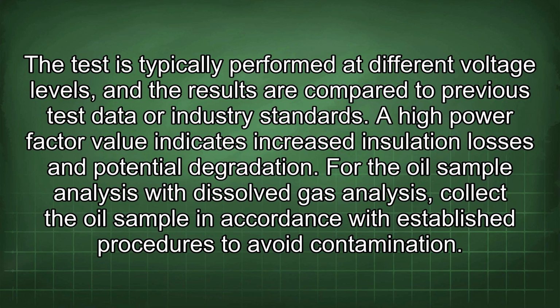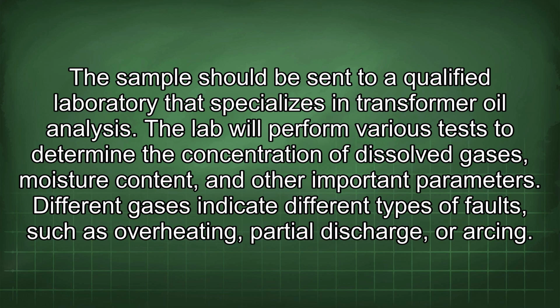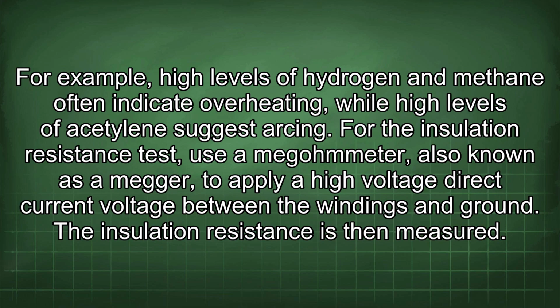For the oil sample analysis with dissolved gas analysis, collect the oil sample in accordance with established procedures to avoid contamination. The sample should be sent to a qualified laboratory that specializes in transformer oil analysis. The lab will perform various tests to determine the concentration of dissolved gases, moisture content, and other important parameters. Different gases indicate different types of faults, such as overheating, partial discharge, or arcing. For example, high levels of hydrogen and methane often indicate overheating, while high levels of acetylene suggest arcing.